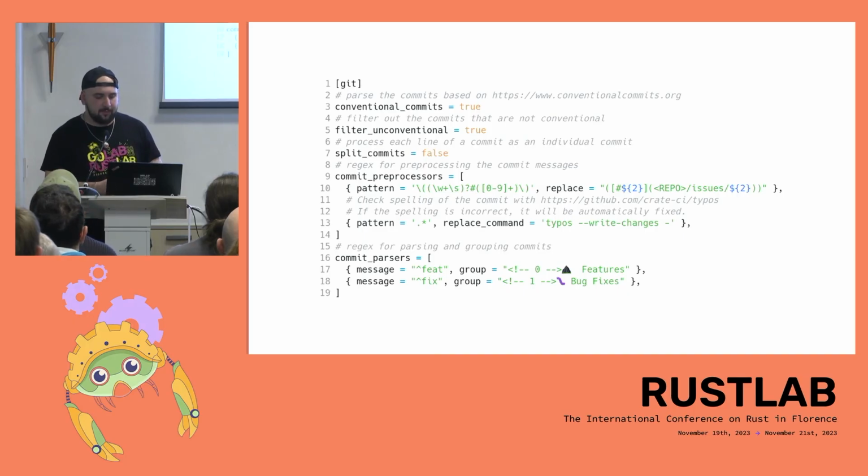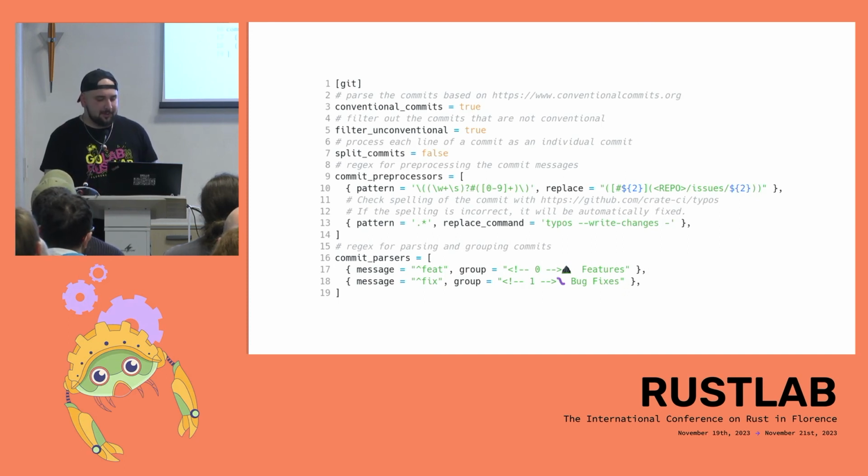For example, you can have commit pre-processors, and here I have this pattern to replace the numbers, like the PR numbers, with the actual repo URL. And also there's one pattern which is kind of interesting. On line 13, we are running a command for each commit before we generate the changelog. In this case, it's running typos, which is another Rust binary, and it takes each commit and fixes the typos before writing it into the changelog.